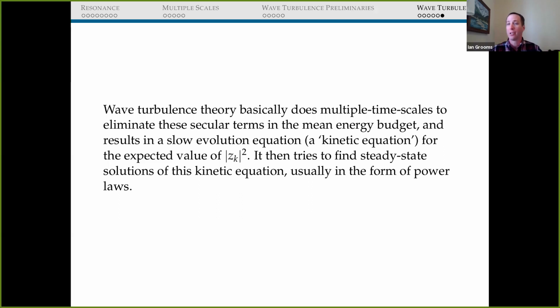What you get out, that equation for the time evolution of the energy, is called a kinetic equation. And then usually people just look for steady state solutions. And those steady state solutions are usually in the form of power laws. So you find some expression, you start plugging in power laws and seeing if you can get a steady solution. So that's wave turbulence theory in a nutshell.